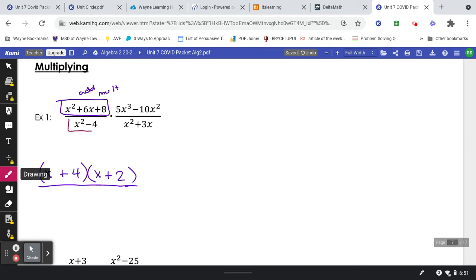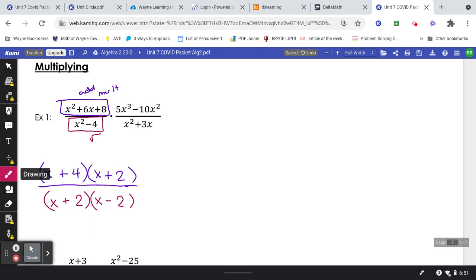Then I'm going to move on to this denominator here, and again factor it. This problem is a difference of squares, so I'm going to need a square root. Square root of 4 is 2. And for these difference of squares problems, I always have one plus and one minus sign.